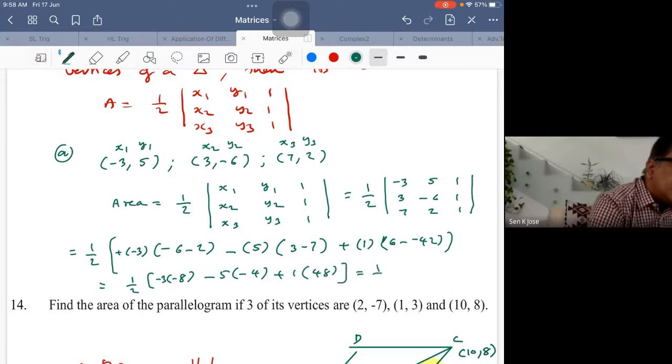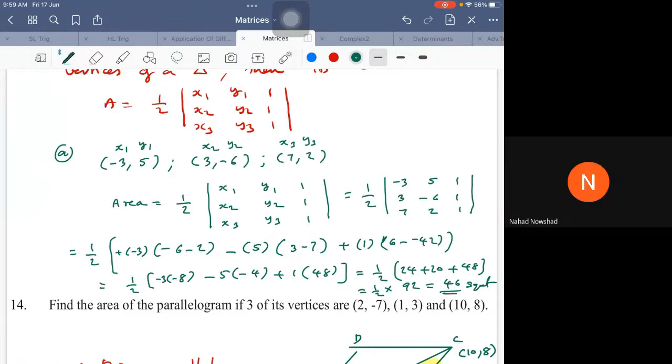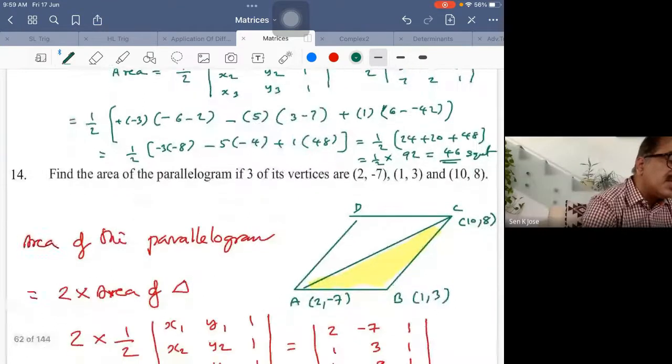That gives me half into 24 plus 20 plus 48. That's half into 24 plus 20, 44, 88, 92. So is it 46 square units? Is that what you all got? 46. Yes, sir. Okay, so let's go to the next question.